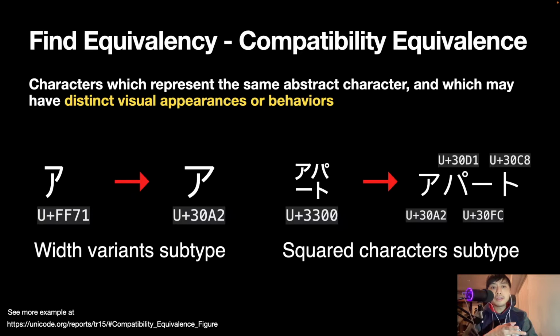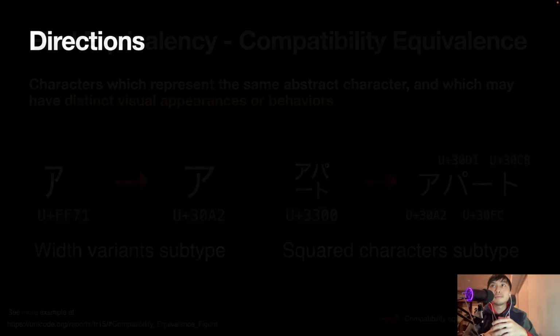So let's check. Before we check, you can see that the line goes only one way, right? It's not both ways. We cannot switch from the right to the left. So about directions, now we have two directions.